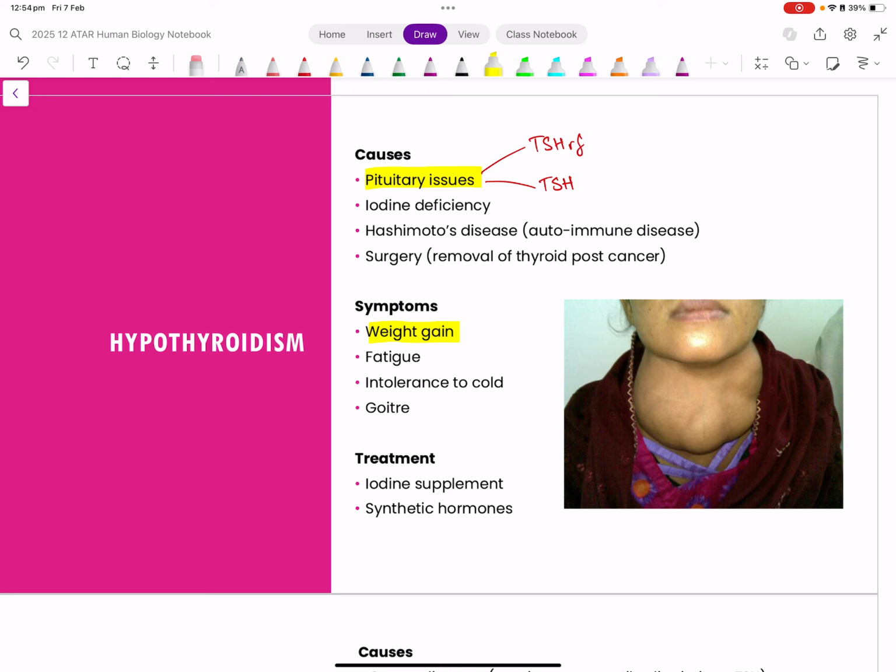Secondly, because of a lower rate of cellular respiration, there may be fatigue due to a lack of energy, and as there's less heat being produced, it may result in the person feeling cold and being more susceptible to the cold.